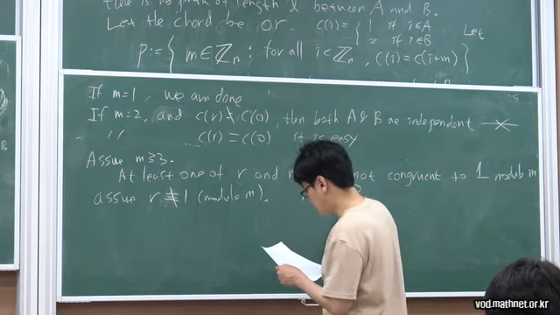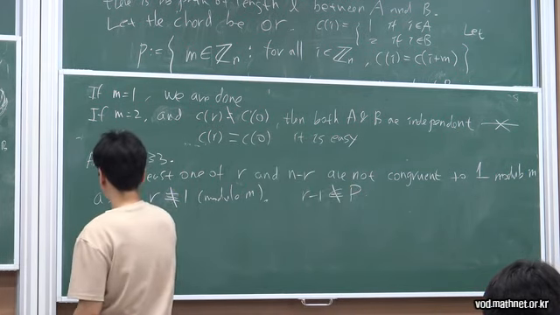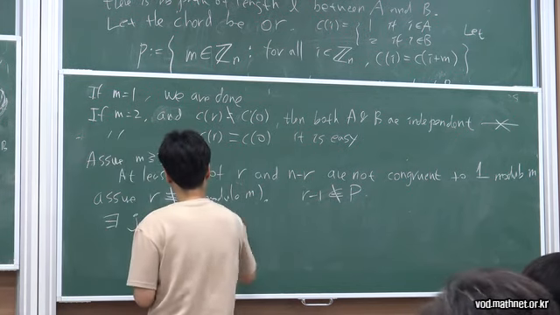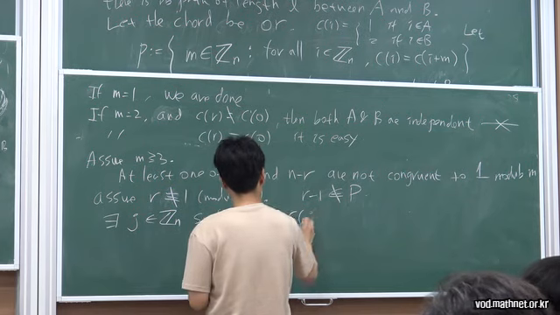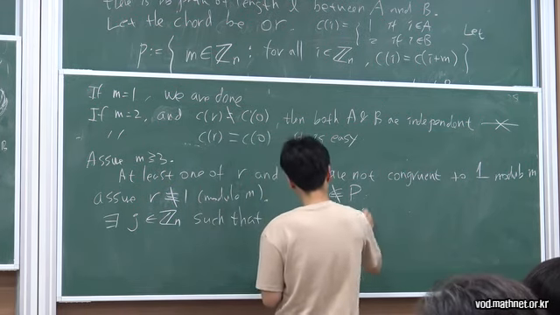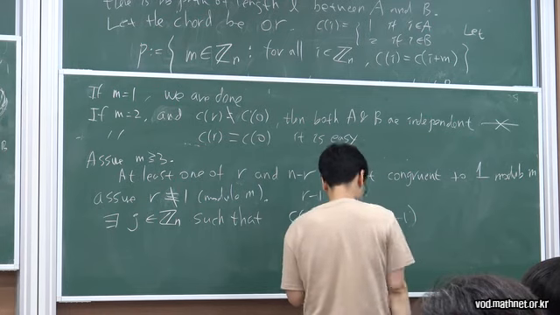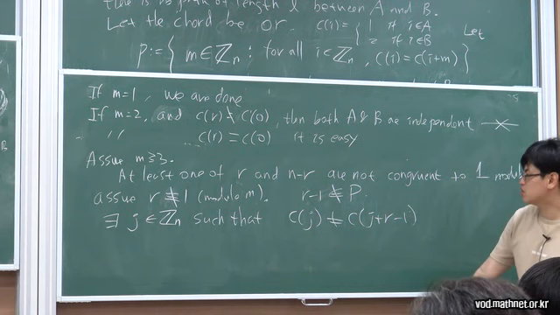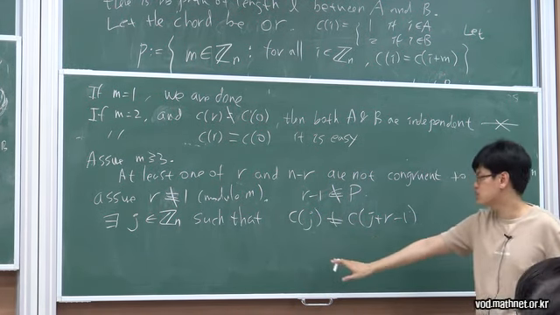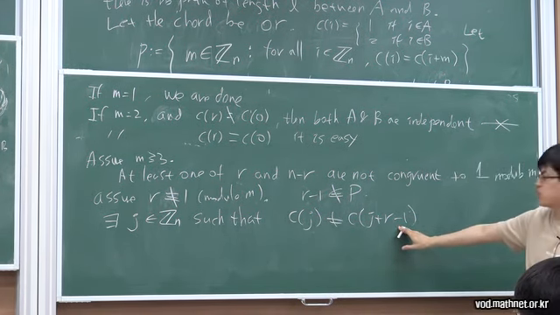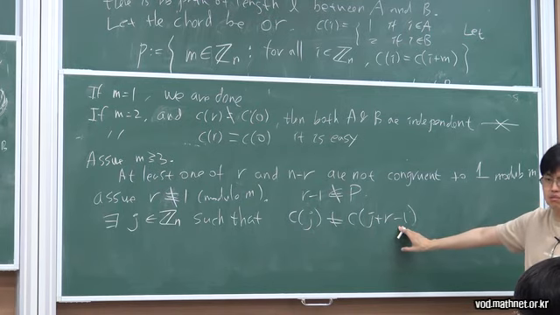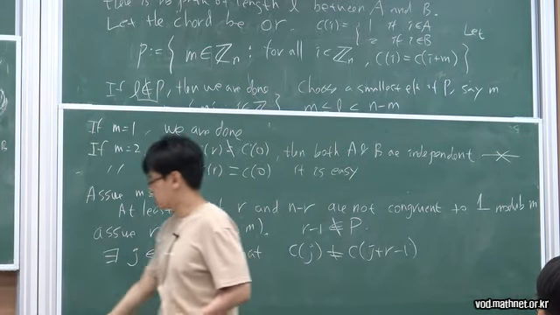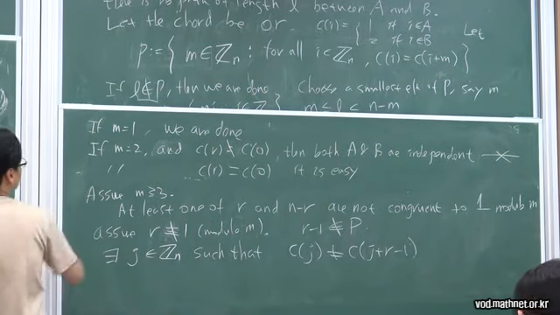And this not being in P means that there exists J such that C of J is not the same as C of J plus R minus 1. So there is this J such that if we start from J and go R minus 1 steps, then we end up in a different part. And here we know that M is in this P.